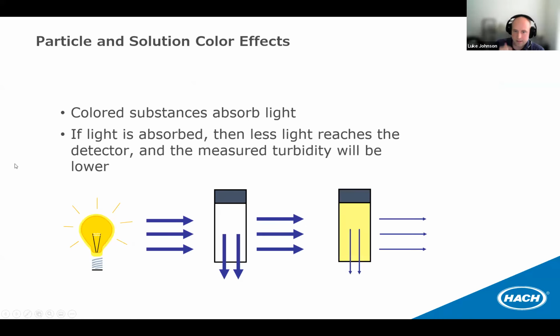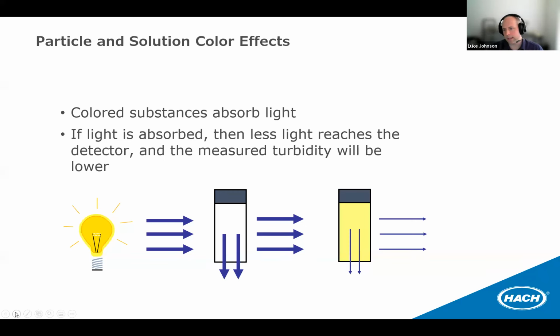Another effect that we need to overcome with our modern turbidity measurements is the effect of color. So either the particles or the sample matrix, if it has a color, that color will absorb light, and all the light that's absorbed will not be transmitted and will not be reflected. So if that light is absorbed, then less light will reach the detector, and the turbidity measurement will be incorrectly lower than it actually is, because in a colorless matrix, or with a colorless particle, more of that light would be reflected.